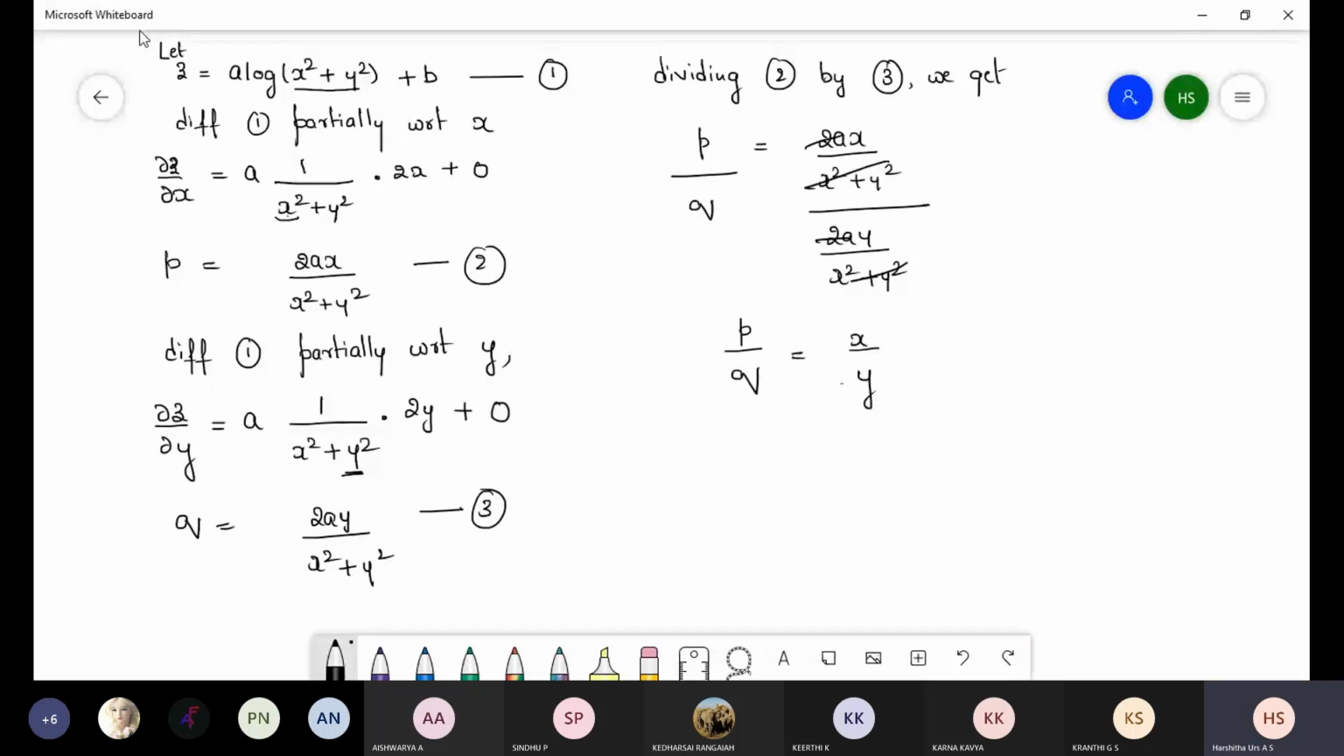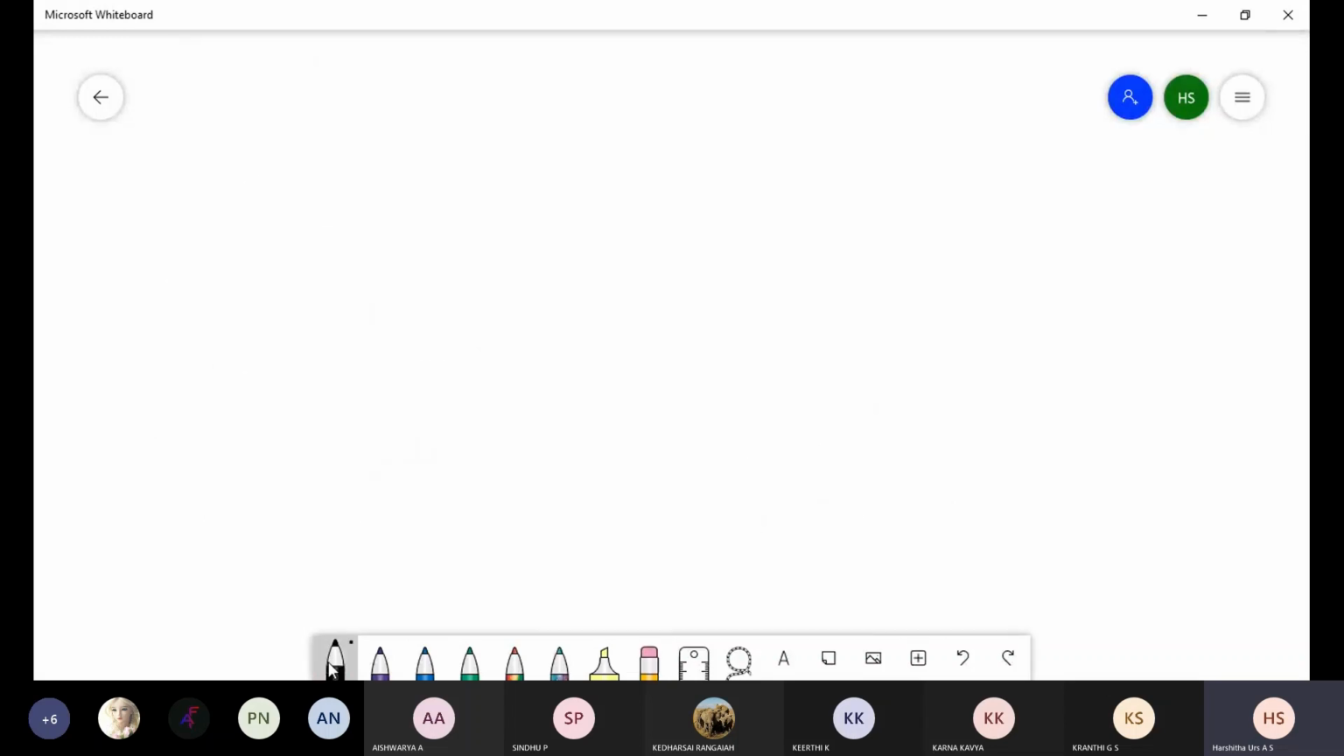Cross multiply. Py is equal to qx, or py minus qx is equal to 0, is the required partial differential equation. Yes. Write this.